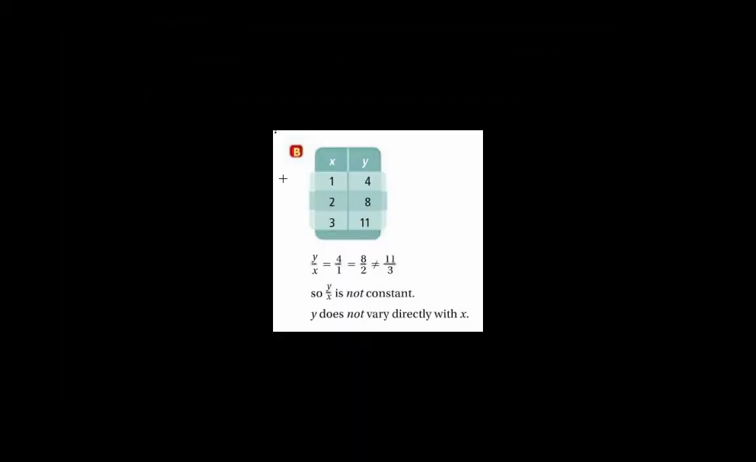All right, so here in our second example, in part B, we have when x is 1, y is 4. When x is 2, y is 8. When x is 3, y is 11. So if we look at our ratios, y over x, we have 4 over 1 equals 8 over 2, true. But those do not equal 11 over 3. Okay, 11 over 3 is not equivalent to 8 over 2, so that's what this equal sign with the slash through it means. So we would say that y over x is not constant. Y does not vary directly with x in this case.